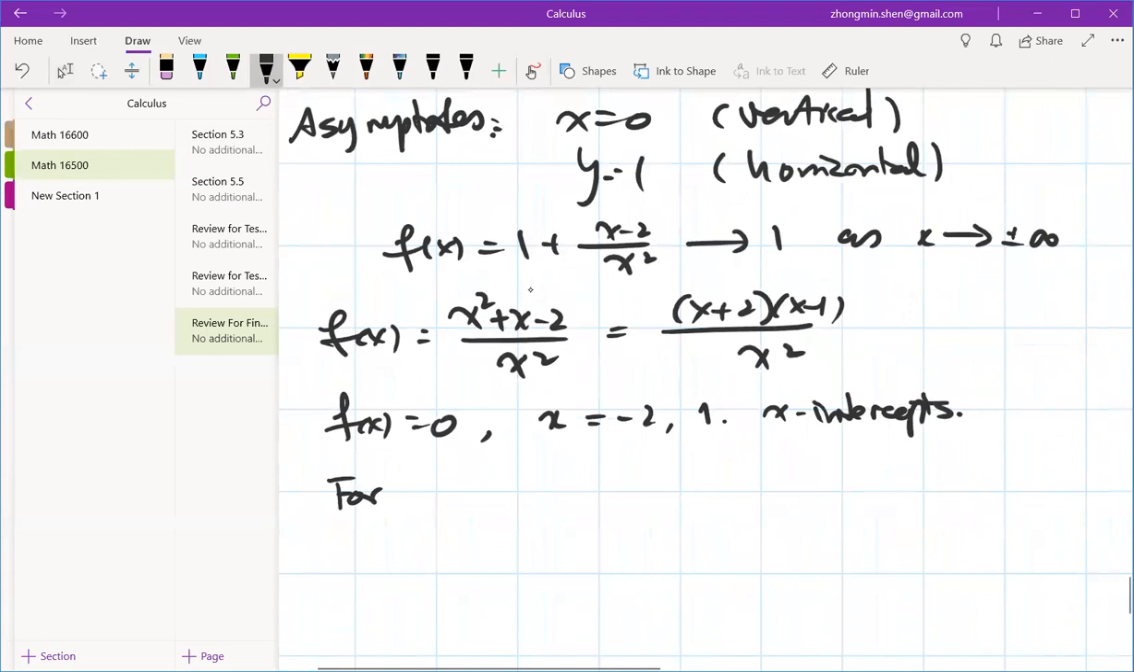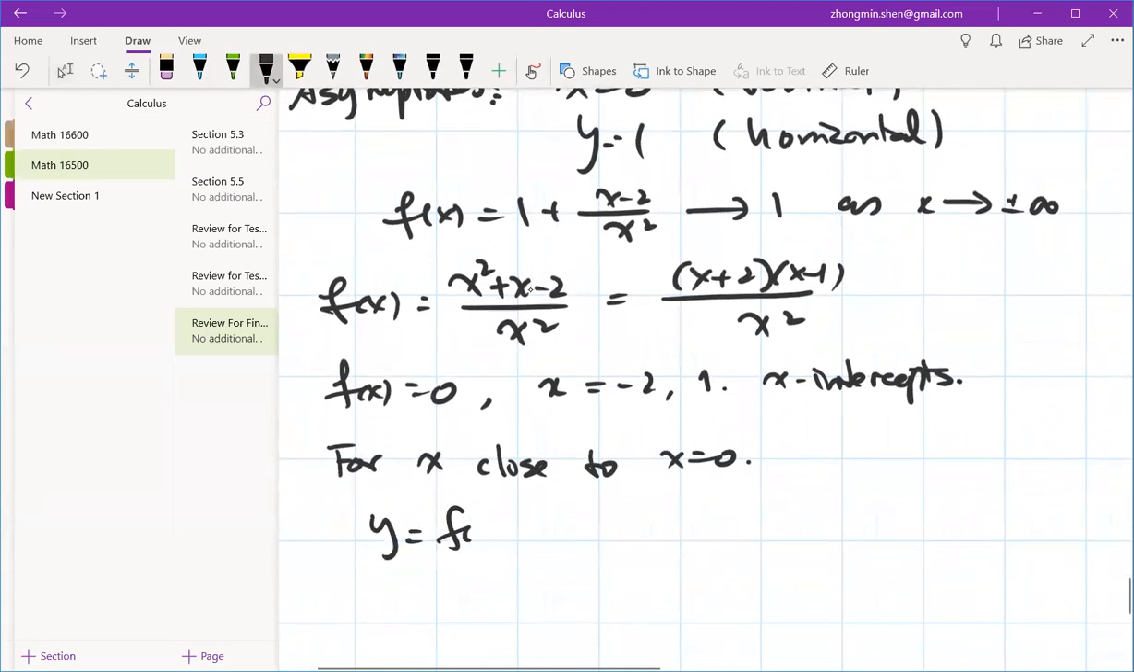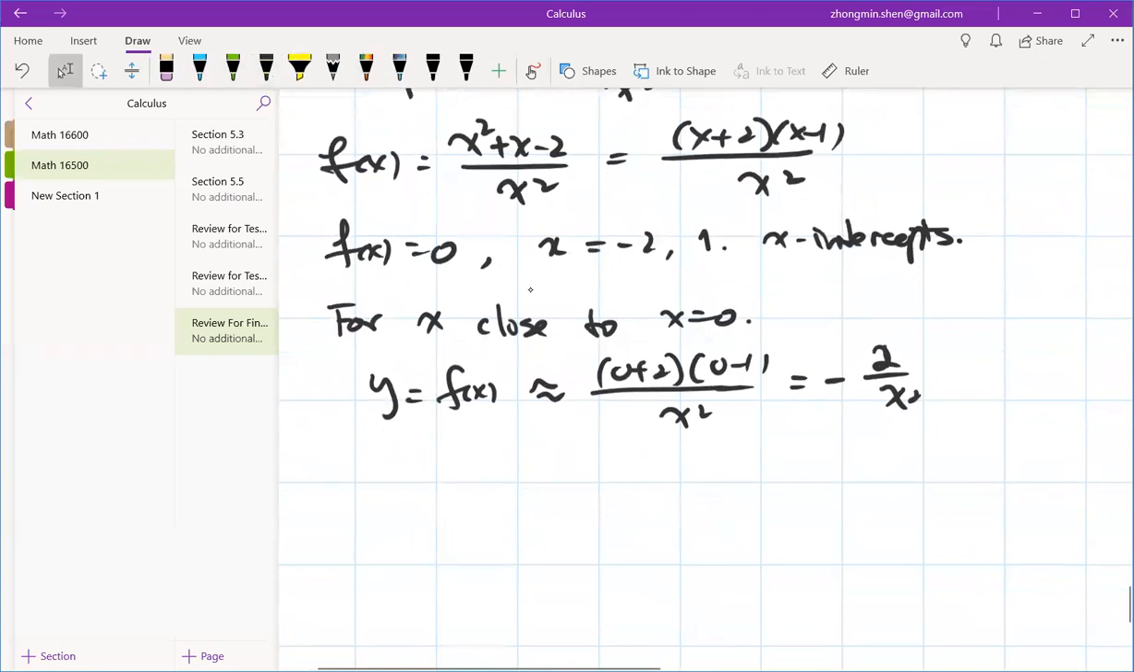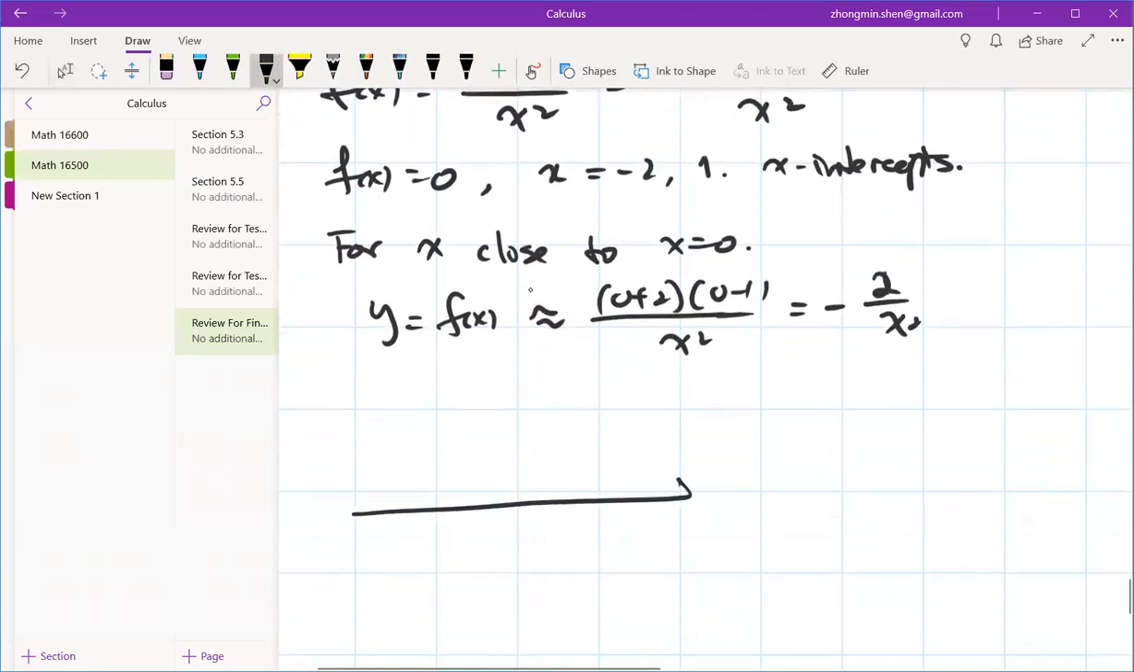I have to look at the behavior nearby the vertical asymptote, for x close to x equals 0. Okay, y equals f of x is close to 0 plus 2, 0 minus 1 over x squared, which is going to be negative 2 over x squared. So nearby this vertical line, it's going to be like this. Okay, so let's draw the graph.